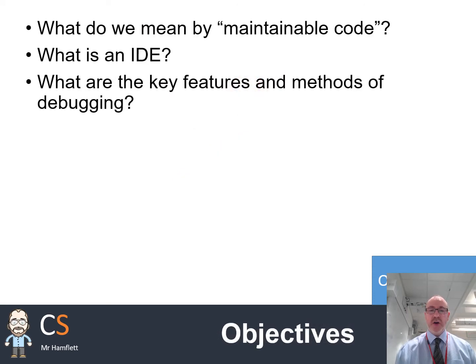So let's crack on. What do we mean by maintainable code? What is an IDE? And what are the key features and methods of debugging? I'm going to show you also how to use the Python debugging tools at a very, very high level. I'll be honest with you, I don't tend to use them very often. It's only when I'm writing really complex code and I can't work out where the bug is. That's when I tend to employ it, and that's probably true in real life as well. Sometimes they are quite time consuming, which is why we tend to use the debugging tools as, I wouldn't say last resort, but as our serious bug spotting rather than our basic bug spotting, like I've missed a bracket or something like that. Okay, so that's where we're going with this.